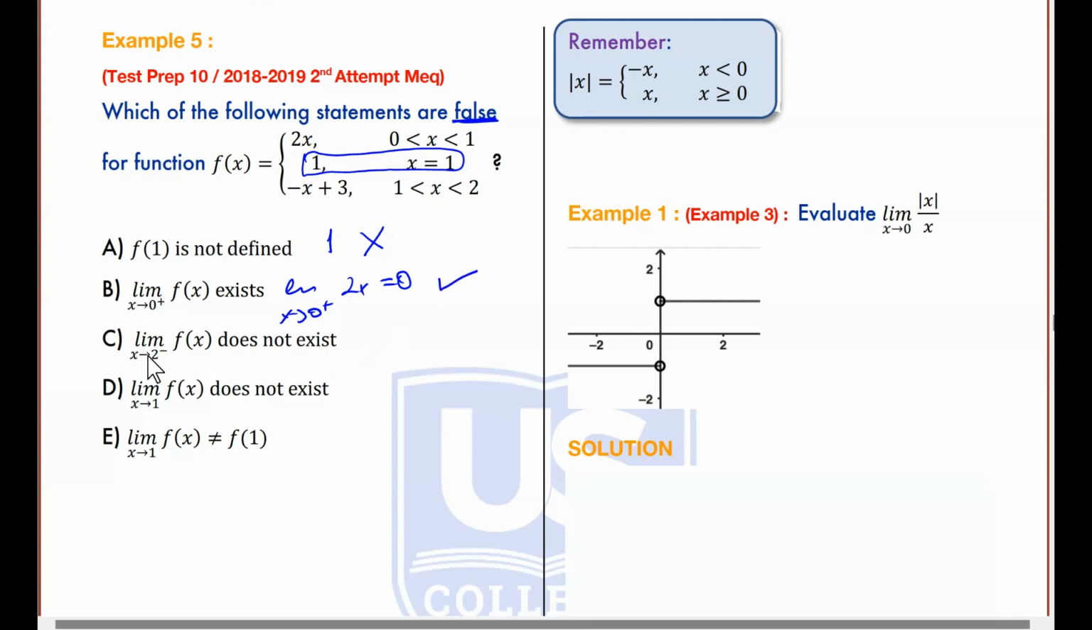And C, the limit at 2 from the left does not exist. Let's check. Where is 2 from the left? Here. 2 from the left is the last case. The limit as x approaches 2 from the left of the function is negative x plus 3. Inserting 2 will give you 1. It exists. It does exist. So it is false.